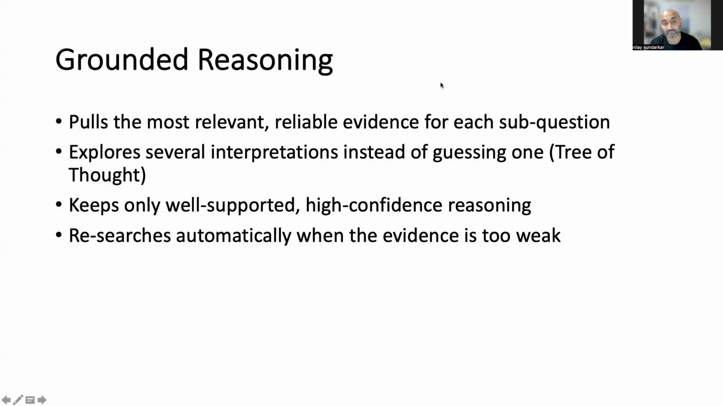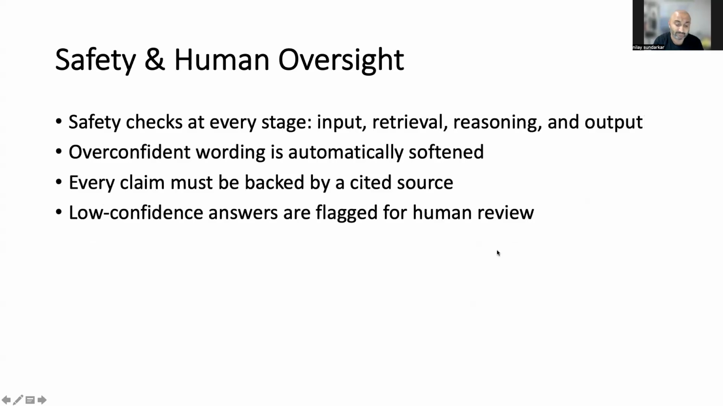Safety is built in at every stage: on the way in, during retrieval, during reasoning, and on the way out. A few concrete examples. If the answer sounds overconfident, the system automatically softens that language. Every claim has to be backed by a cited source, and if the system just isn't confident enough, it flags the answer for human review instead of pretending it's sure. The goal is honesty, and the tool knows the limits of what it knows.